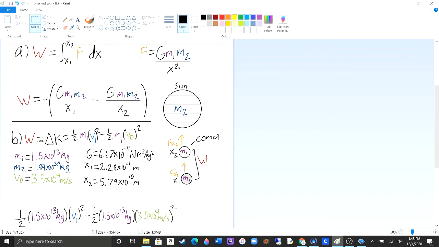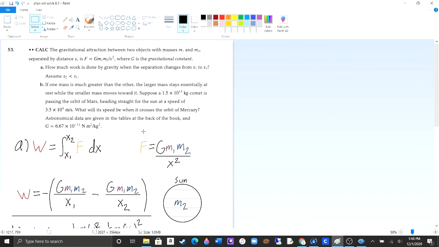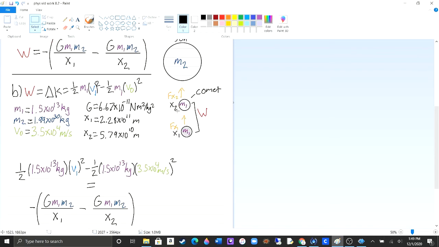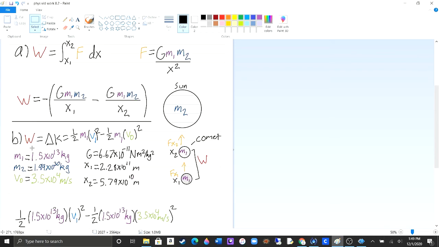For part B, we're finding the final velocity of the object. We have our work, which is also equivalent to our change in kinetic energy, and this equation is in the textbook. So we have 1/2 of our first mass times our final velocity squared minus 1/2 times our first mass times our initial velocity squared.